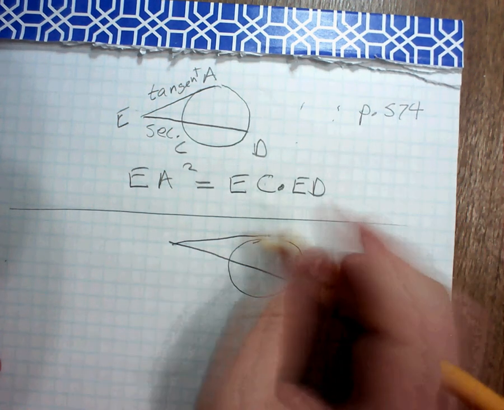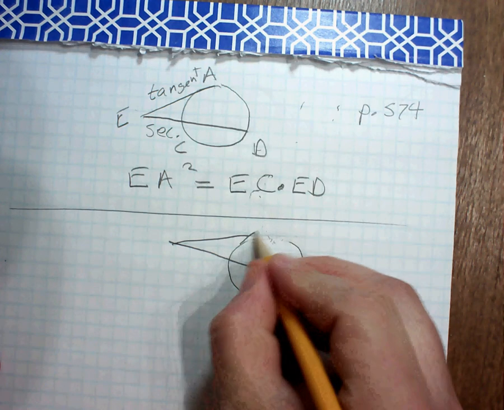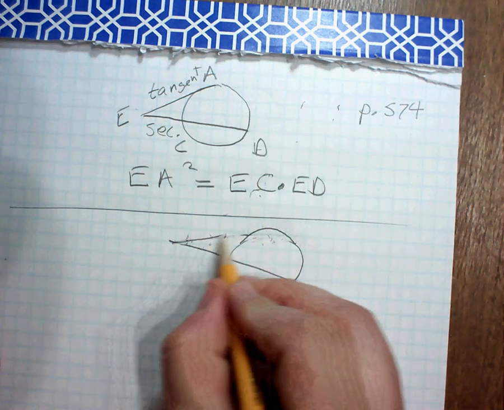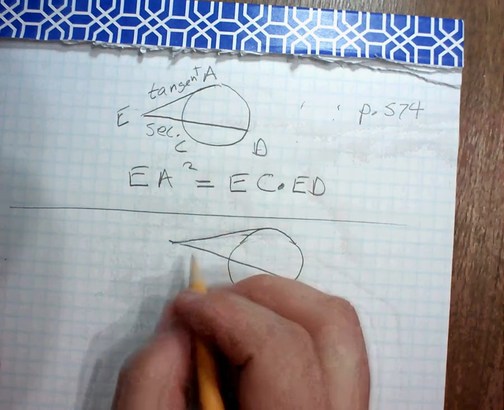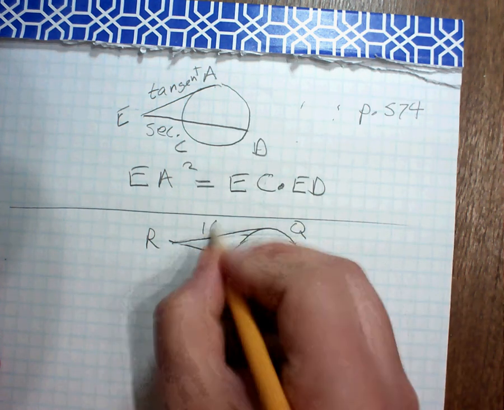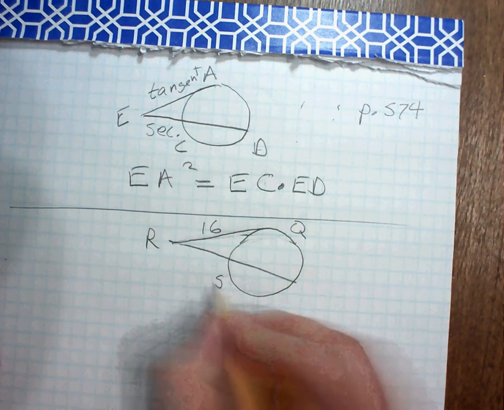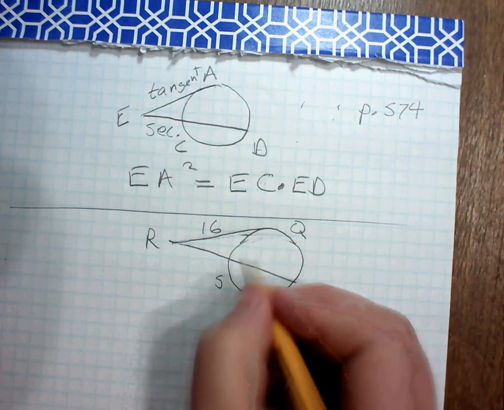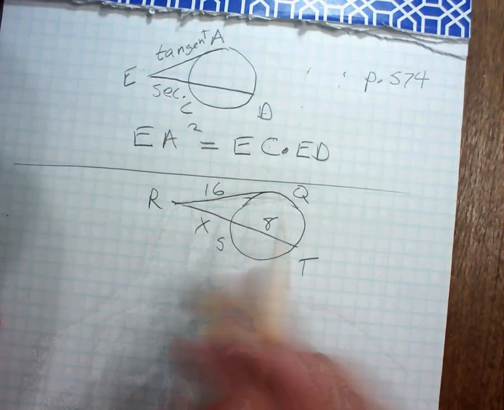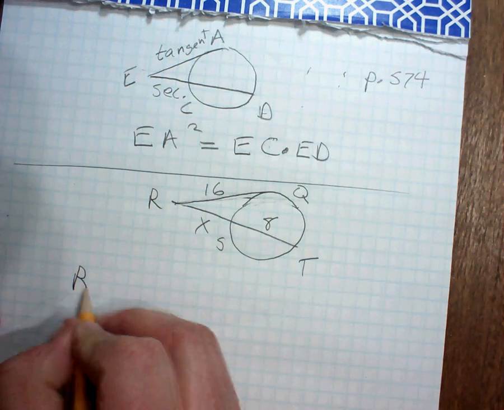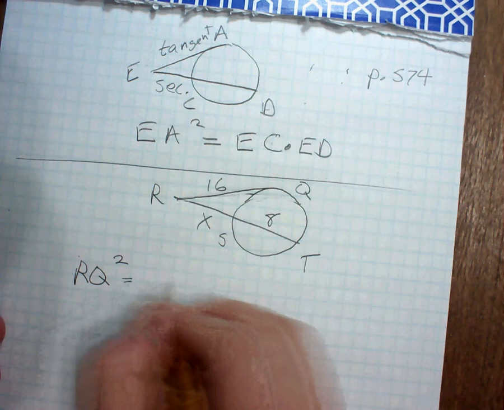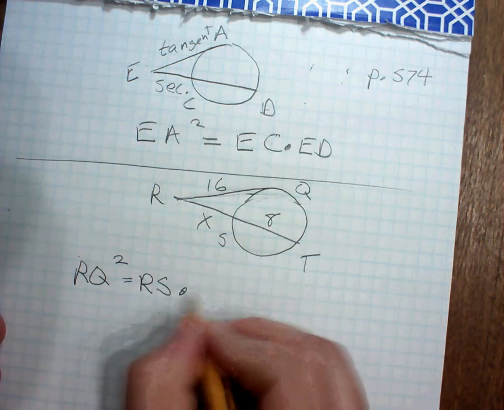I could do a little better. All right. So this is R. This is Q. And the length of the tangent segment is 16. This is S and this is T. And we're told that this is 8 and that this is X. So now the tangent line is 16, so we're going to say RQ squared is equal to RS times RT.